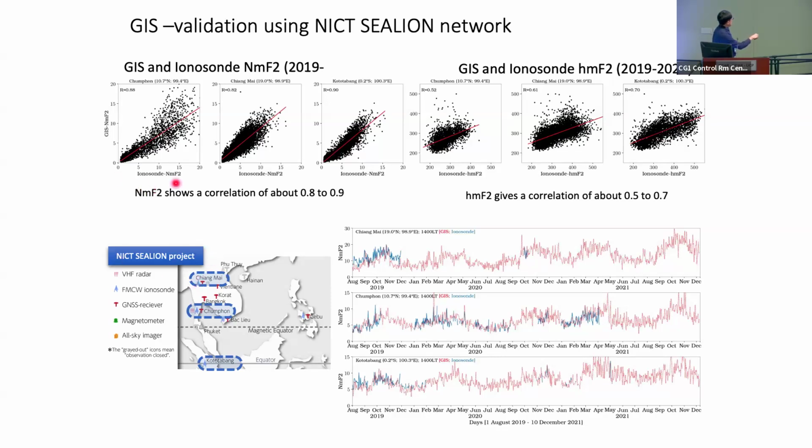So we can see that in the NmF2, the correlation is quite good. But in the HmF2, of course, because of the deviation of the radio occultations, the correlation decreases, but it is still above 0.5. Yeah. Thank you very much. That's my talk, and I'm willing to take questions.